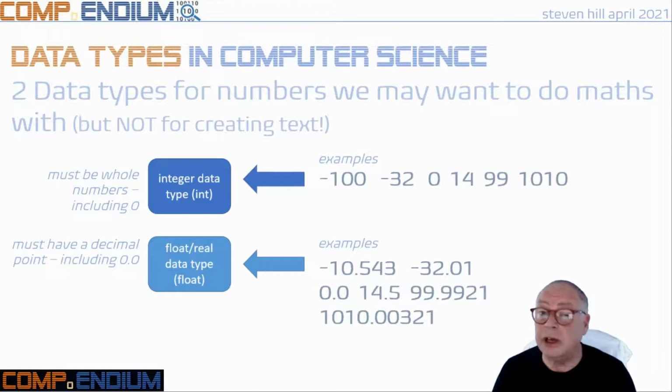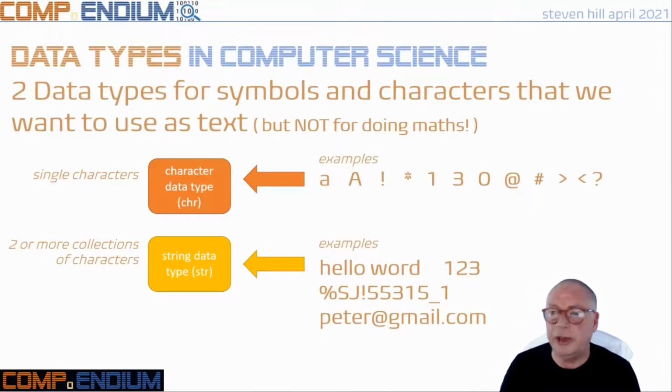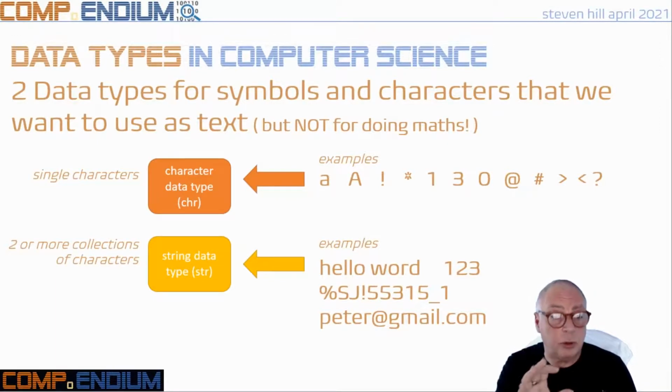Okay, now conversely, and of course the previous part of the video would have helped to explain this in a little bit more detail and to give it a little bit more meaning. At the other end of the scale, we have 2 data types which are used for data where we are not doing maths. So this typically is where we are using data as text, or what you and I would call text. So 2 data types for symbols and characters that we want to use as text. Now, of course, that does include character representations of numbers.